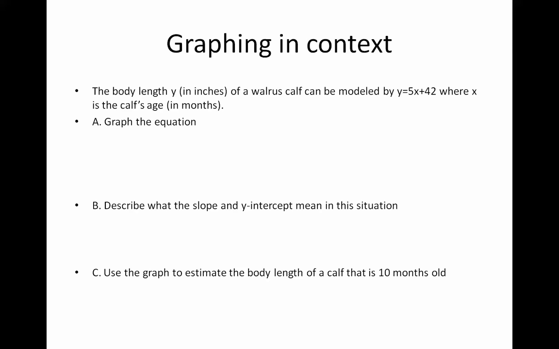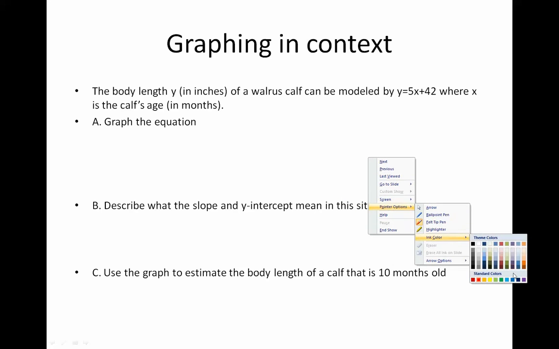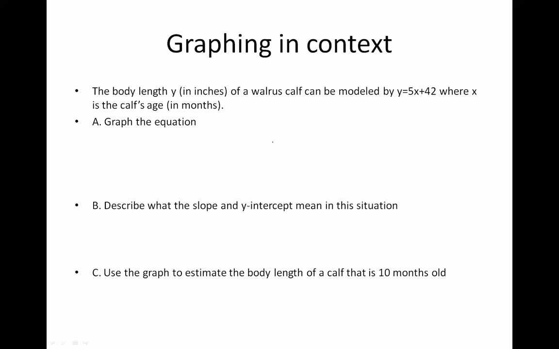So here we have a context question. The body length, y, in inches, of a walrus calf can be modeled by y equals 5x plus 42, where x equals the calf's age in months. So the first thing that we need to do here is graph the equation. So we've got a slope and a y-intercept here. We can do that.